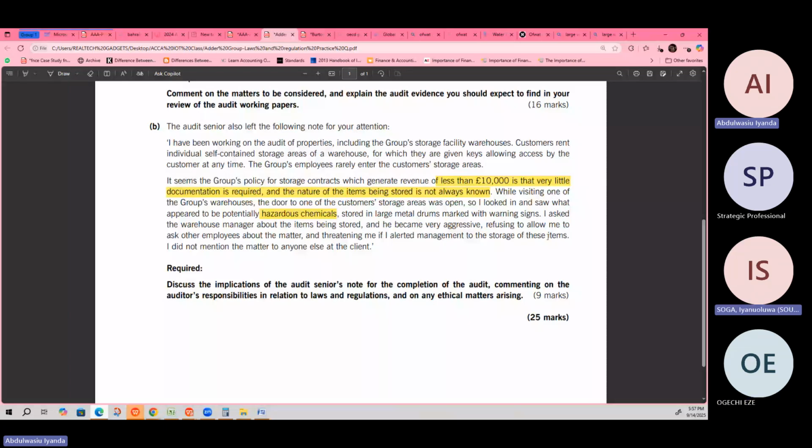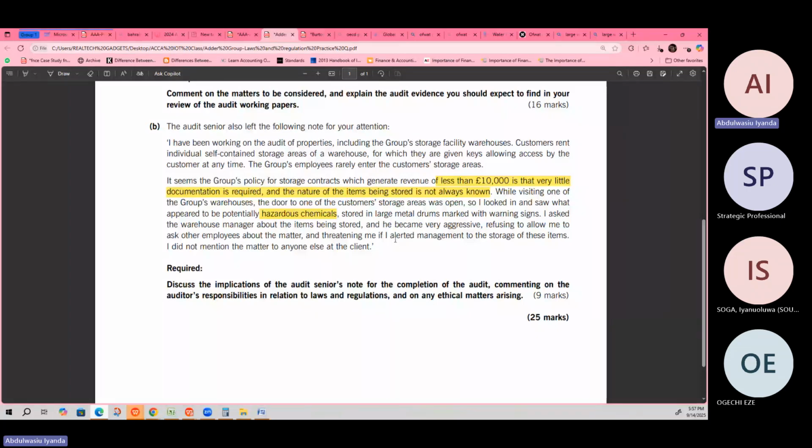Yeah, with you. I think we have come across something like this before, that the guy became aggressive. Is it not maybe on fraud or something? Yes, it's on fraud. He became very aggressive, refusing me to work, to ask other employees about the matter, and threatening me.